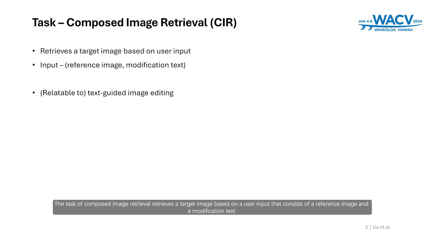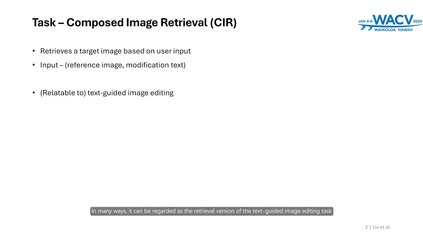The task of Composed Image Retrieval retrieves a target image based on a user input that consists of a reference image and a modification text. The text specifies certain changes to the reference image, and the target image needs to reflect these changes while maintaining visual similarities to the reference. In many ways, it can be regarded as the retrieval version of the text-guided image editing task.